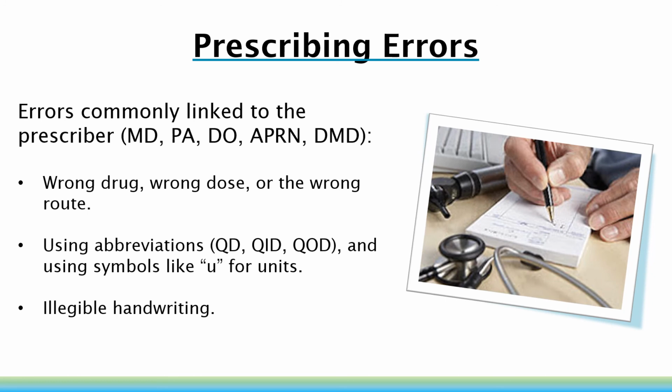Wrong drug, wrong dose, or the wrong route. Other errors include using abbreviations like QD, KID, KOD, and using symbols like U for units. Or, commonly, mistakes are illegible handwriting.